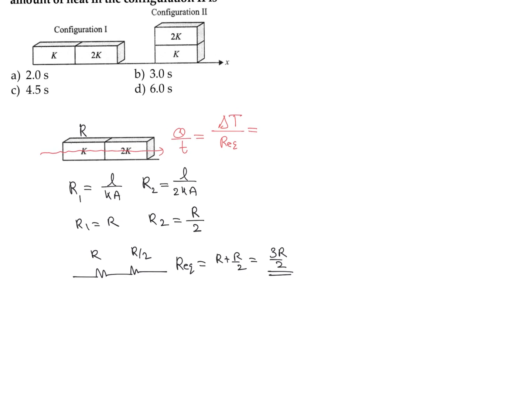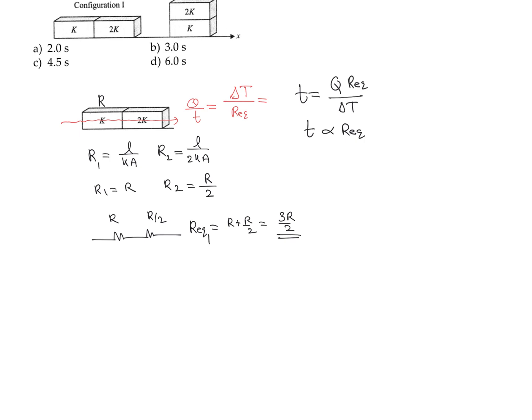Now we can write the value of the time taken, t, from this equation: time is equal to the amount of heat energy times the equivalent resistance divided by the difference in temperature. In both situations, we are transferring the same amount of heat energy with the same difference in temperature, so it depends upon the value of the equivalent resistance. Time is directly proportional to the equivalent resistance R. In the first situation, the equivalent resistance is 3R by 2.